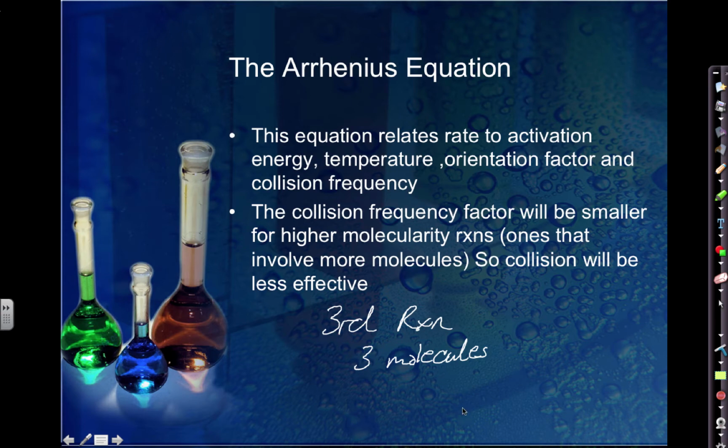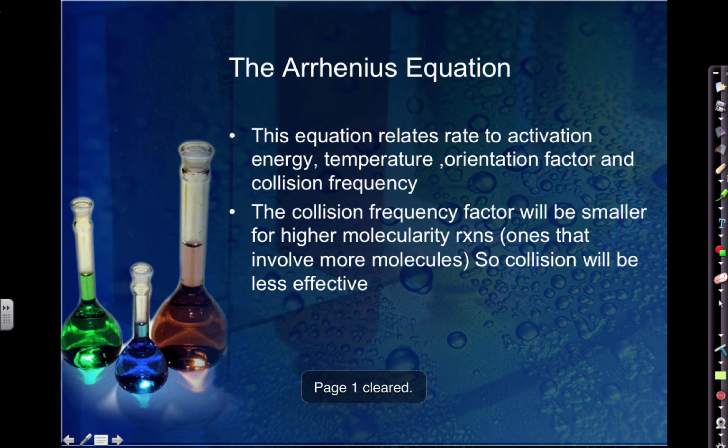have to have all the molecules come together, you have to have enough energy, and you have to have the correct orientation. And so the more molecules involved in the reaction, the longer the reaction will take. So if I have a first order reaction where it's only dependent on 1 molecule, or even a second order reaction where we have less molecules involved, those reactions will be quicker because the collisions will be more effective.